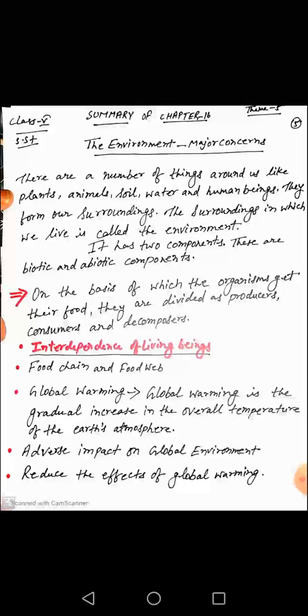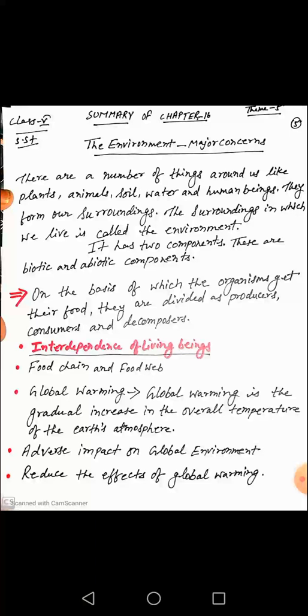Next point is global warming. What is global warming? Global warming is the gradual increase in the overall temperature of the atmosphere. That is called global warming or greenhouse effect.